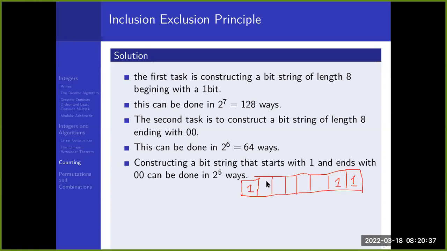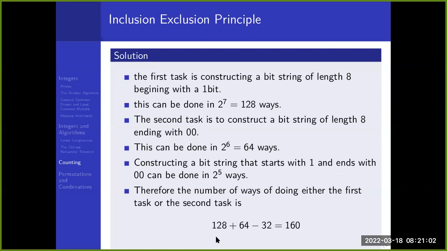So we have 5 slots, and each of them can be filled in 2 ways, right? Again, we apply the product rule. Then the number of bit strings that start with a 1 and end with 2 zeros will be 2 raised to 5, and that is 32 ways. So now we can apply the inclusion-exclusion principle. The total number required will be 128 plus 64 minus 32, and that should give us 160.